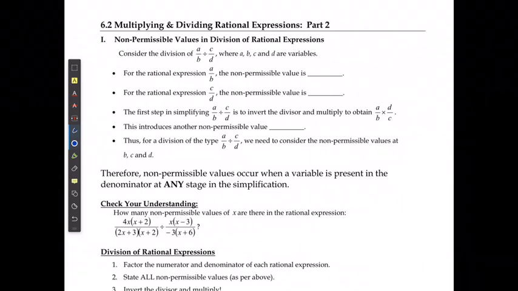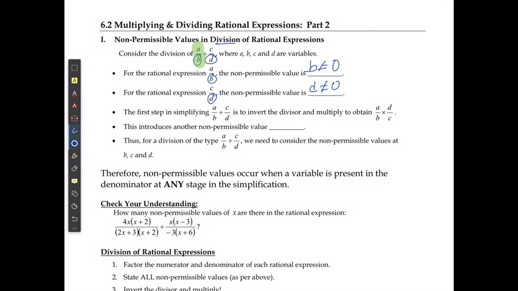Taking a look at the second part of multiplying and dividing rational expressions. So we've already found that when we're doing the non-permissible values, we're looking for numbers in the denominator. If I'm looking for non-permissible values in division, then there's something else I have to account for. So for the rational expression from the first part, the non-permissible value is going to be that b can't equal 0. For the second part, it's going to be that d can't equal 0.